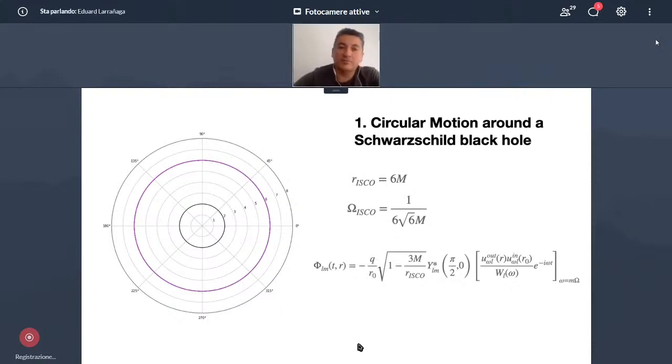The angular velocity for a particle moving in this trajectory is given by this expression.